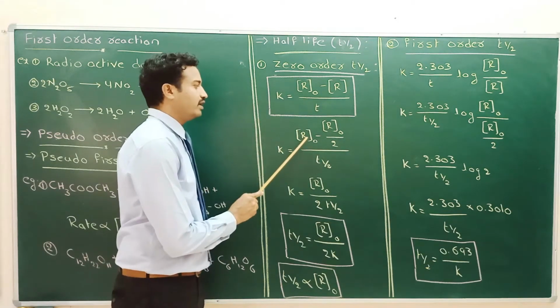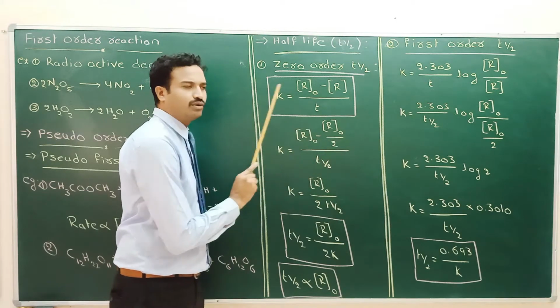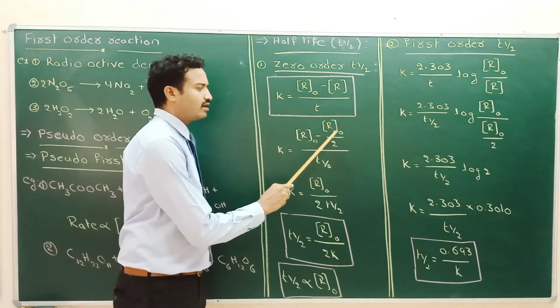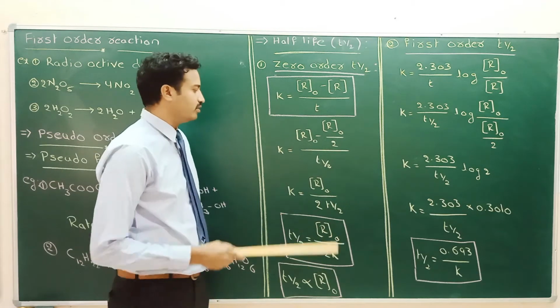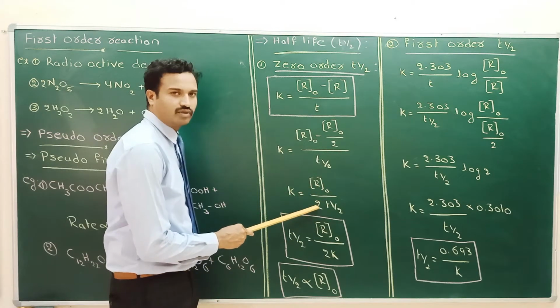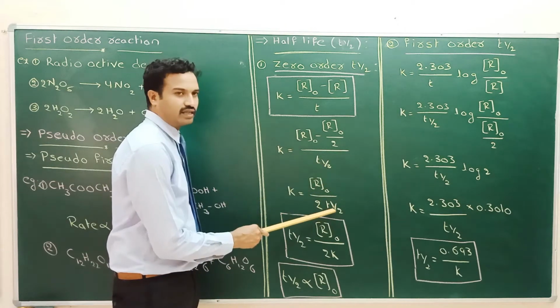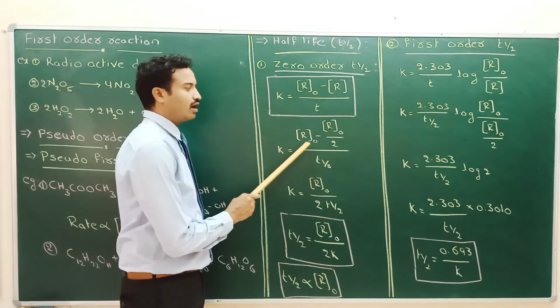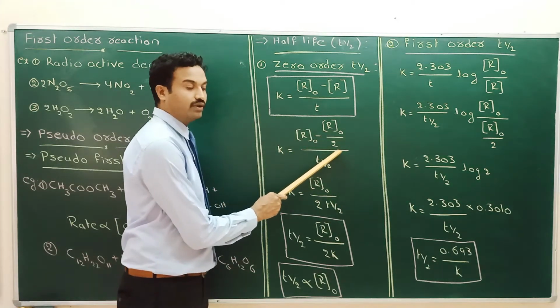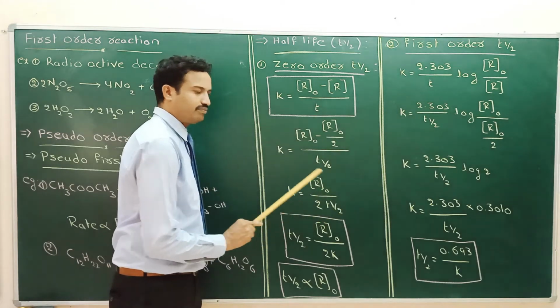Next, here R naught minus R naught by 2. R naught minus R naught by 2, we will get R naught by 2. So it is R naught by 2. Here t half is already there. So K is equal to R naught minus R naught by 2, value is R naught by 2 t half.